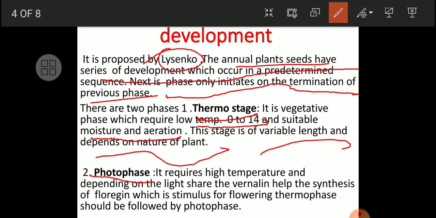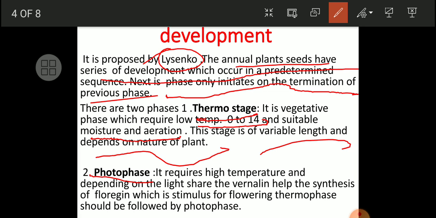So we know that for the initiation of flowering during vernalization, the plant has to go through two phases. The first is the thermostage phase, and the other is the photophase. In the thermostage, the temperature required is between 0 and 14 degrees centigrade. Along with that, suitable moisture and aeration are also required. The thermostage is of variable length and depends upon the nature of the plant, so it differs from plant to plant.